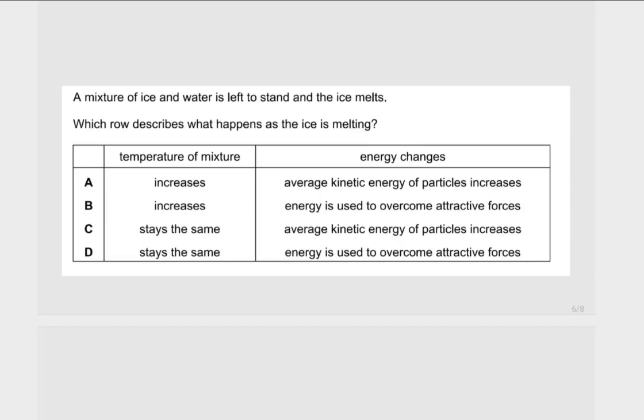A mixture of ice and water is left to stand and the ice melts. Which row describes what happens as the ice is melting? So when the ice is melting, the temperature of the mixture will stay the same. As we discussed earlier, the temperature will remain constant when the substance is changing state, so it will stay the same. And energy changes. Average kinetic energy of the particles increases? It doesn't, because temperature remains the same. Energy is used to overcome attractive forces, which is right. So this is the answer.